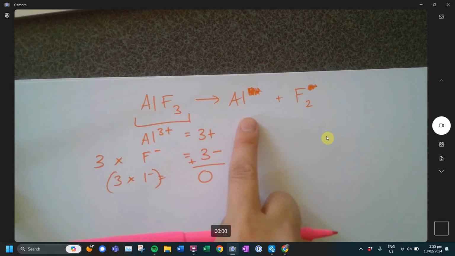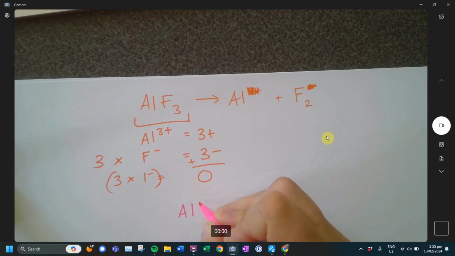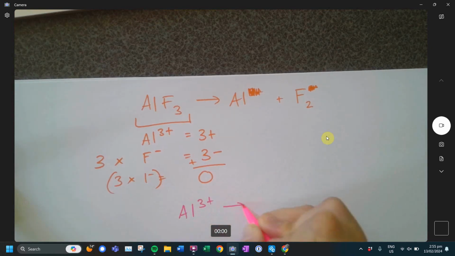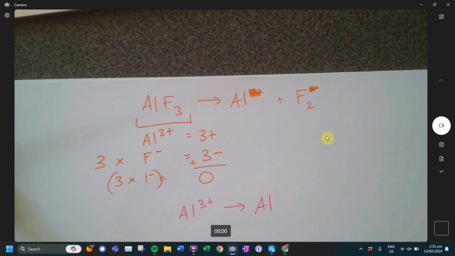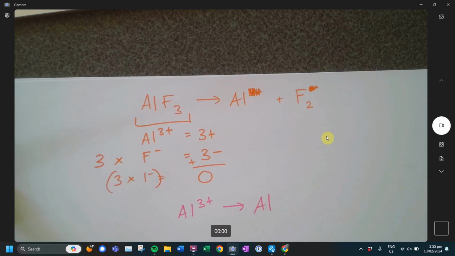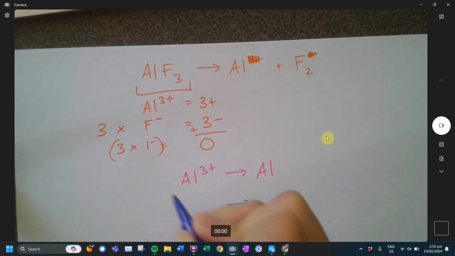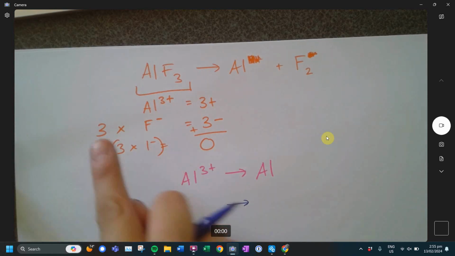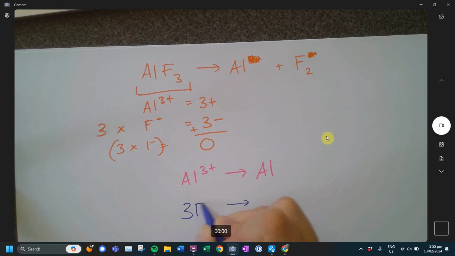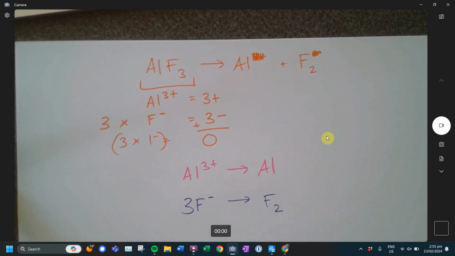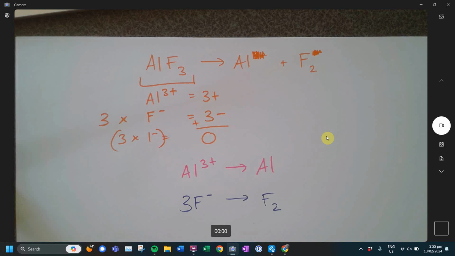So first one here is I have Al3+ becoming Al. And the second one, which is kind of nasty, and I'll walk you guys through it as the example, is there'll be 3 fluorides, and it gets to F2. Are we okay with that? All right, I'll do the first one because that one's easier.